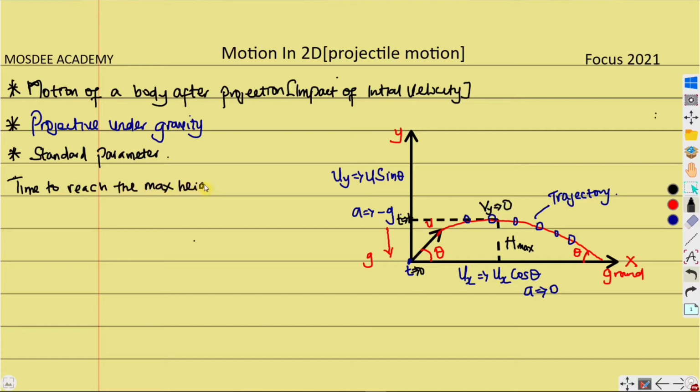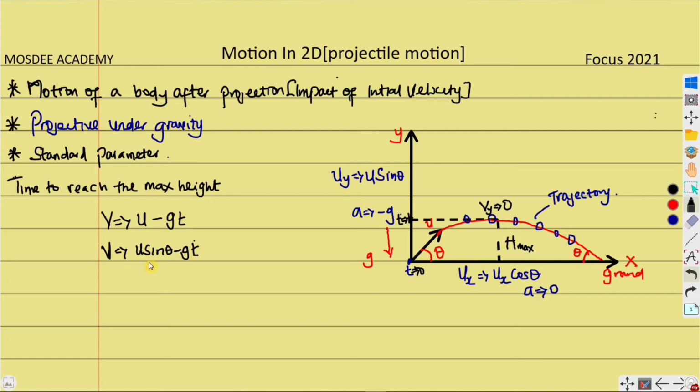So we can take that from our equation of motion in one dimension already discussed. Because the body is going in the upward direction, we can say V equals U minus GT. I hope students still remember this linear equation. Now the body is moving in the vertical y plane, so V equals U, which in this case is U sine theta, minus GT. Here G is the gravity, times T.